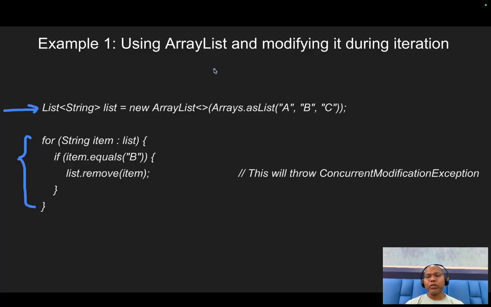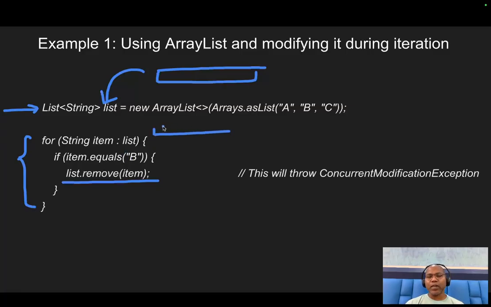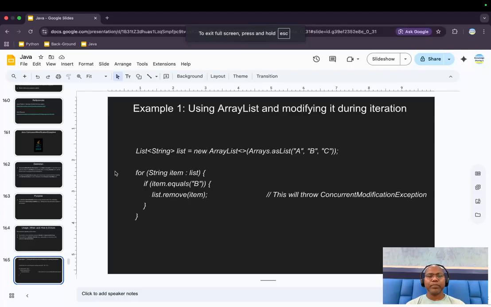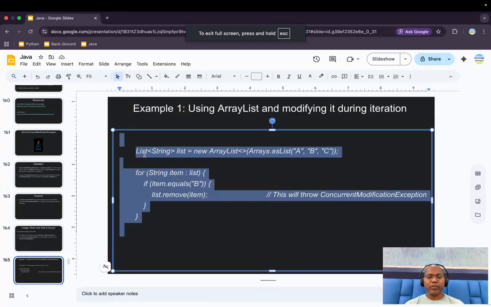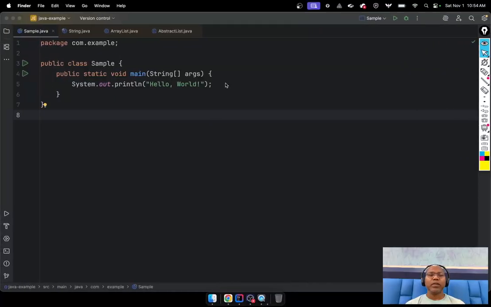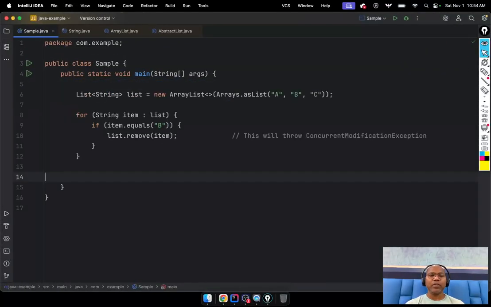We have one list, and we are using the enhanced for loop. Whenever you write this code, your compiler does not complain about any exception. This is your original list, and now you are going to iterate over it. Here the iteration starts, and if the iterator and the list have any differences, this line throws an exception. So let's run the code and observe.